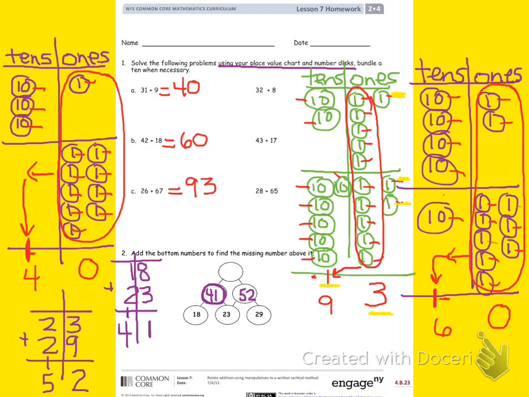Now you do the last part yourself. You add 41 and 52 together to get the answer that goes on the top. Don't forget, if you run out of room, attach a piece of scratch paper to your homework paper so your teacher knows that you solved the problems using the strategies that were taught. Thank you.